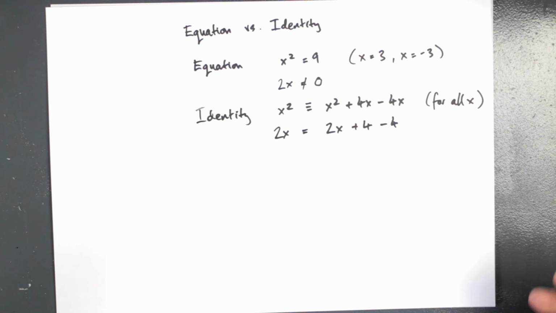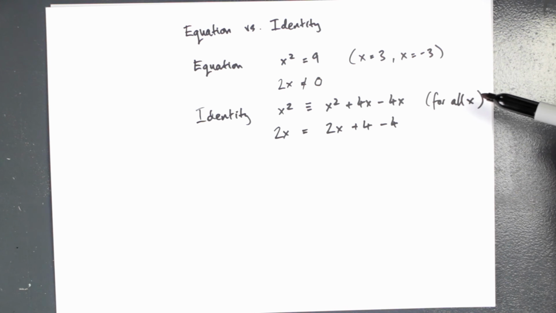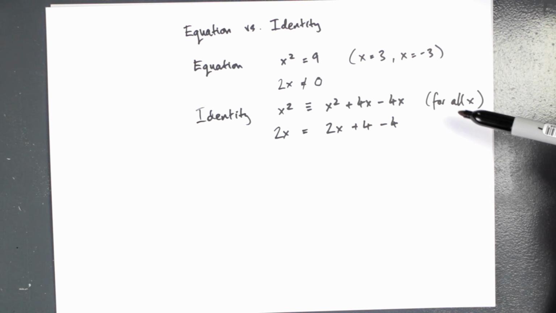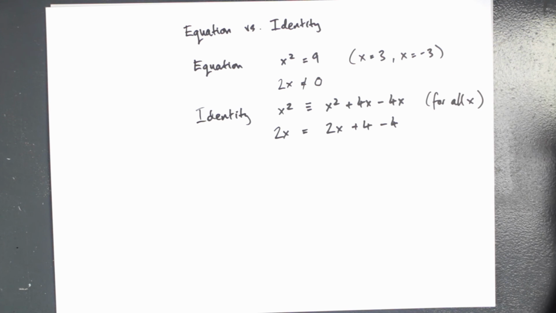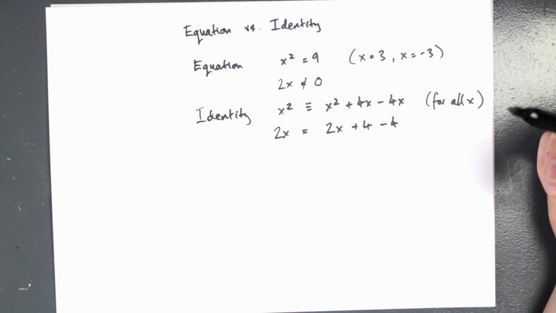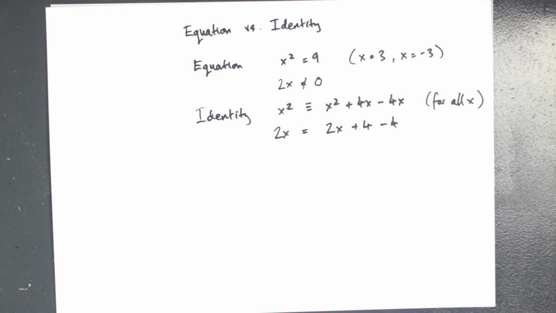Okay, so that's the message in brief: if we have an equation, something that's true for some specific x, you can't just differentiate both sides of it. If you have an identity, where the two sides of the equal sign hold for all values of x, then we can differentiate both sides of an identity.